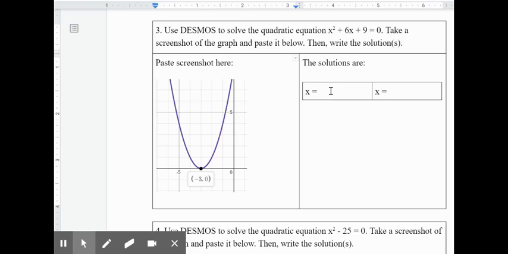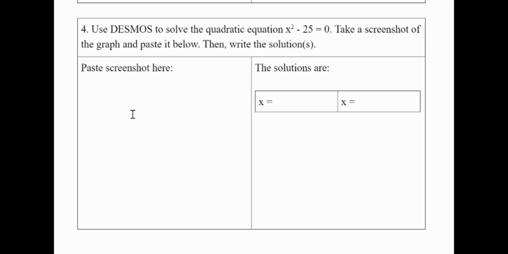All right. So the solutions are, now notice there's two of them. So even though the graph only hits once, we're just going to write the same thing in for each one. x equals -3, x equals -3. All right, I'm going to move on to the next one.